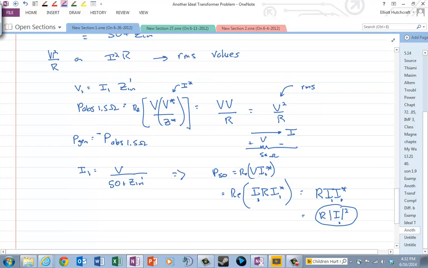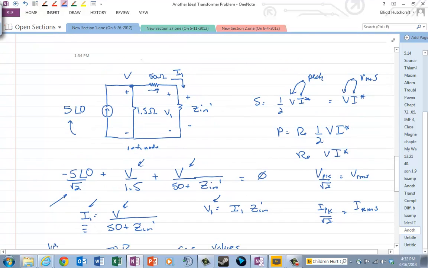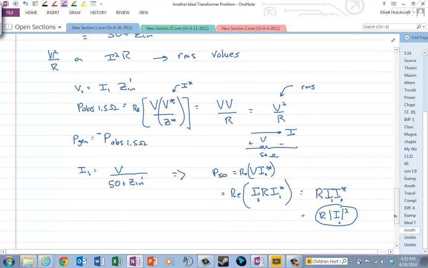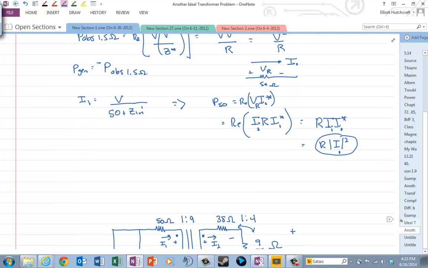Make sure you realize that this V is the voltage across that 50 ohm. I probably should not have called it V, because this voltage is actually V minus V1, but I just called it V. Maybe I should call it VR right here and call that I1, and then all of that will make better sense with what I've got. So, okay, we've got that.